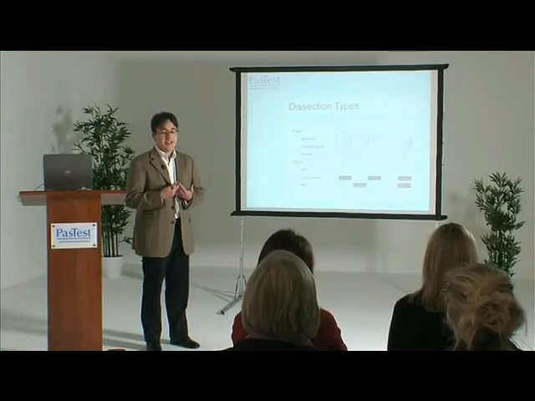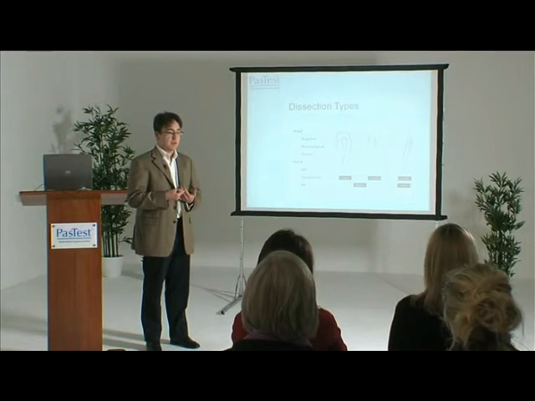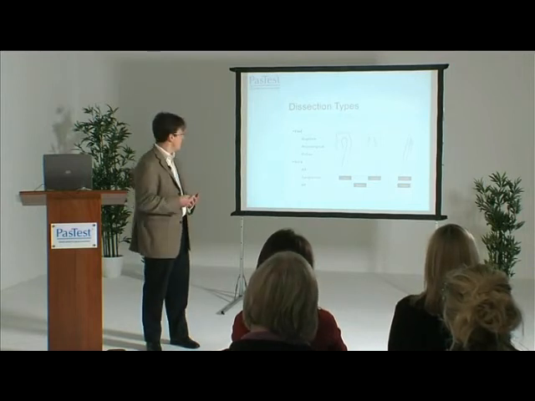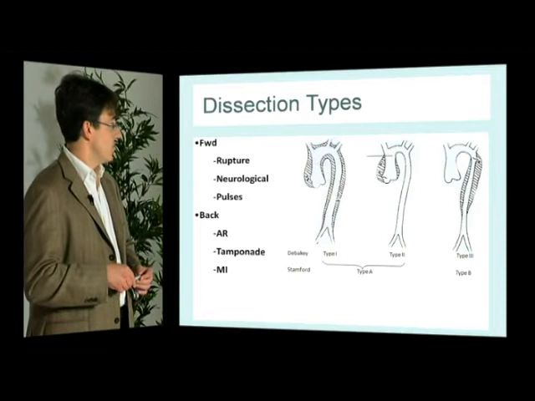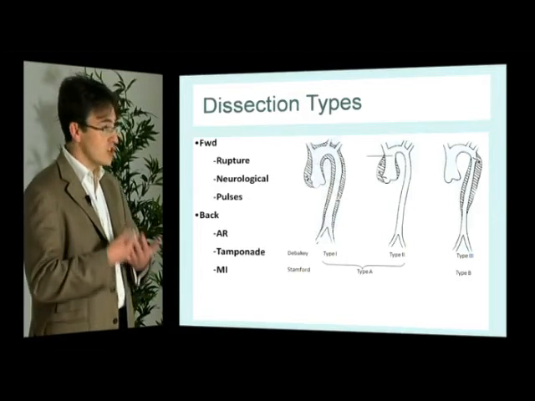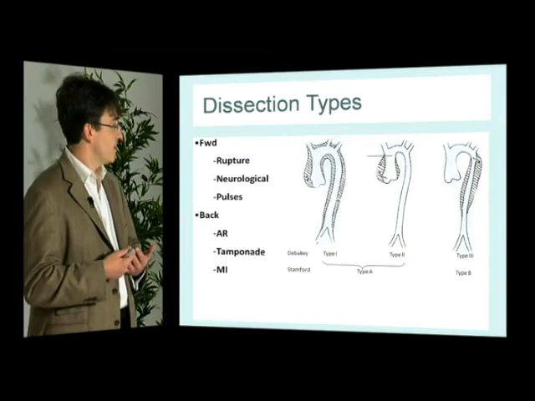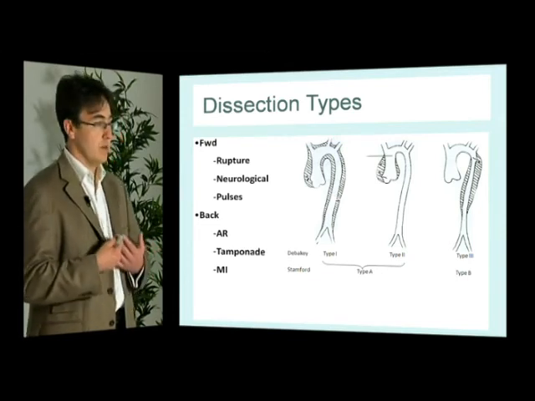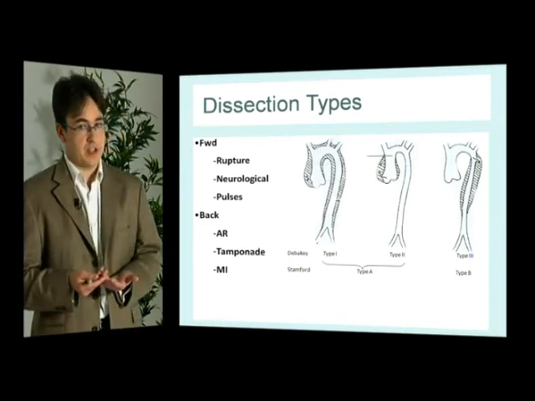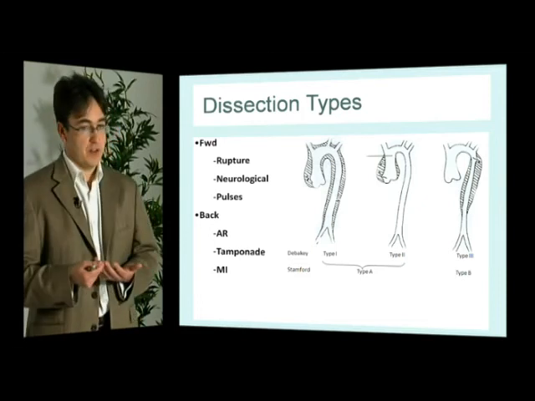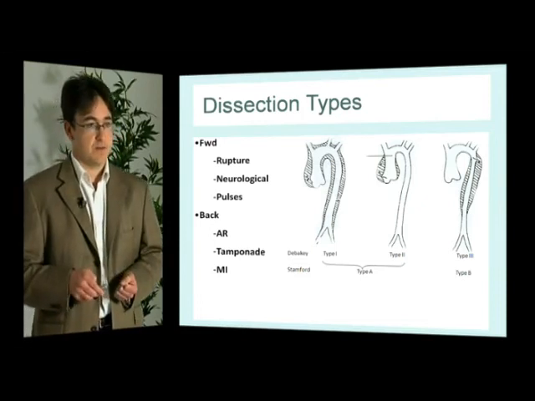Depending on the precise nature of a dissection, it can present with different symptoms. So dissection forwards can present with rupture, neurological abnormalities, or loss of pulses, whereas a dissection which ruptures backwards can present with valvular abnormalities such as aortic regurgitation, tamponade, or myocardial infarction.